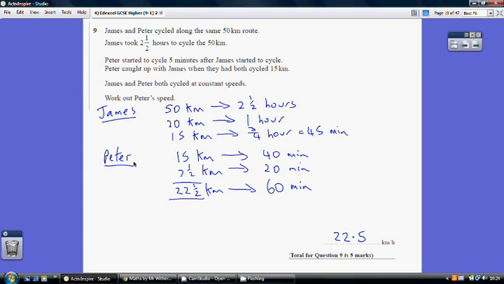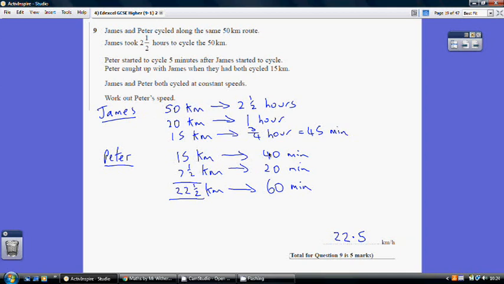So let's move over to Peter then. How long does it take him to travel the same 15 kilometers? Well, he started cycling 5 minutes after James started to cycle. So as James took 45 minutes, Peter took 40 minutes. So Peter travelled 15 kilometers in 40 minutes. We need to change this into a speed, into kilometers per hour, so we need to apportion this up to get 60 minutes' worth.